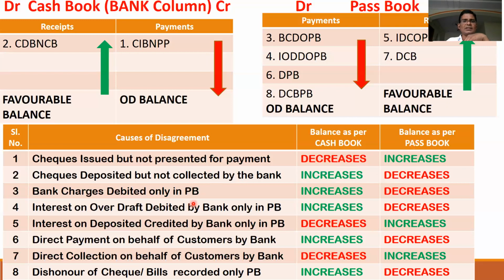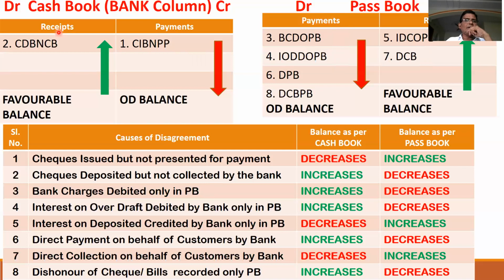Next, bank charges are debited only in the passbook. Whenever a banker provides a service on behalf of a customer, automatically they are going to charge something. Whenever they charge, that is a payment. Whenever the banker debits, that is a payment. This is the payment side, the debit side. This is the receipt side. This is opposite.